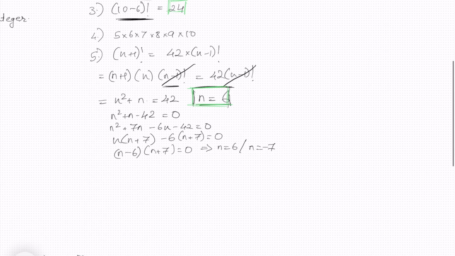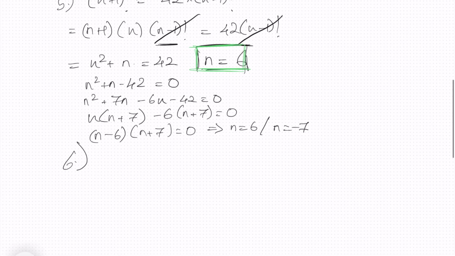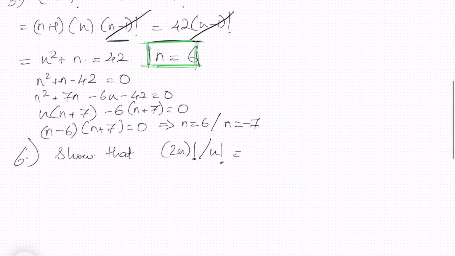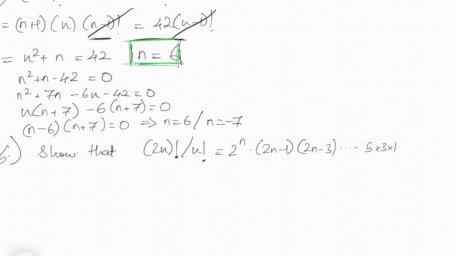Two last questions. Show that 2n factorial by n factorial equals 2 power n into 2n minus 1 into 2n minus 3 into 5 into 3 into 1. So basically, what we are trying to prove is 2n factorial by n factorial equals 2 power n into all the odd terms up till 2n.